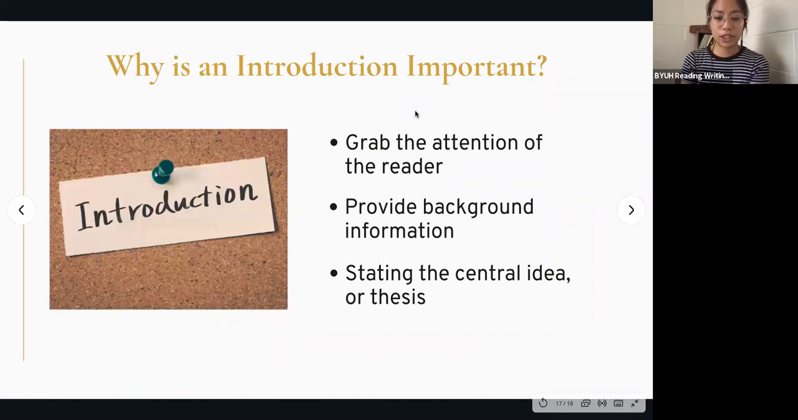So why is an introduction very important? Like we said, it's here to grab the attention of the readers. So they will be more engaged when they start reading your whole paper. And it also provides background information so they have an idea what you're going to talk about. Then it states the central idea or the thesis. So it gives them a knowledge of what you're going to talk about, what you're going to focus on, the purpose of the paper, and that's why it's important.